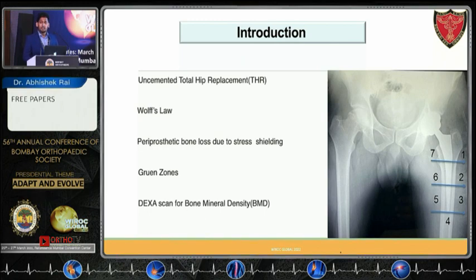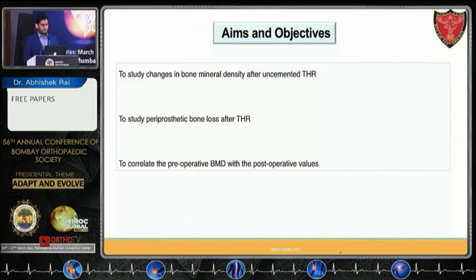Now, since the strength and the durability of the proximal femoral prosthesis in uncemented total hip replacement mainly depend upon the quantity and the quality of the surrounding bone, we planned to conduct a study to measure the preoperative and the postoperative bone mineral density in uncemented total hip arthroplasty. So the aims were to study the changes in bone mineral density after uncemented total hip arthroplasty, to study the periprosthetic bone loss after the same, and to correlate the preoperative bone mineral density with the postoperative values.